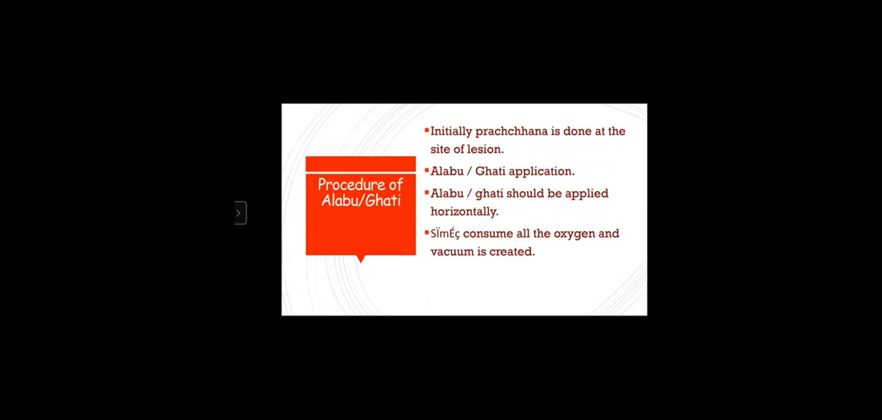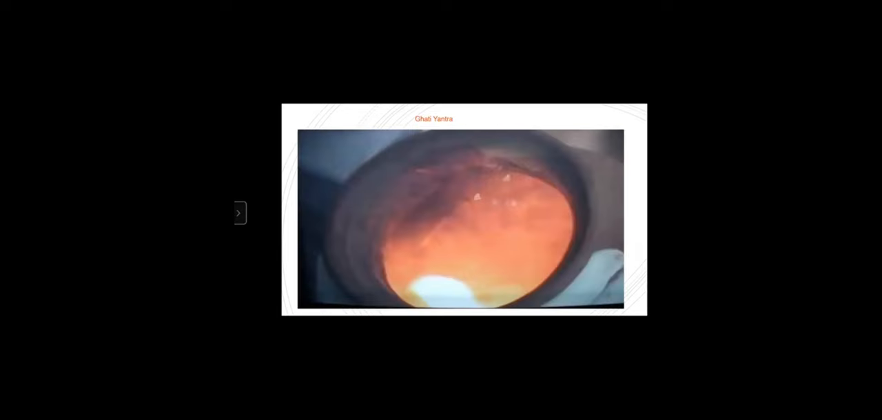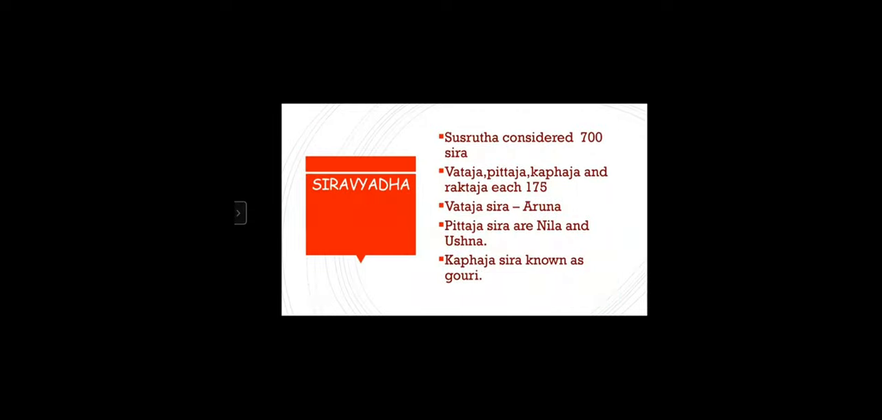First we have to do prachana on the site of lesion. Then alabu or gedi, both have similar application, but alabu should be applied horizontally. Then we have to light a lamp so that a vacuum is created. It is similar in gedi: the light will consume all the oxygen, the air, so a vacuum is created, and that is applied in any hard masses.